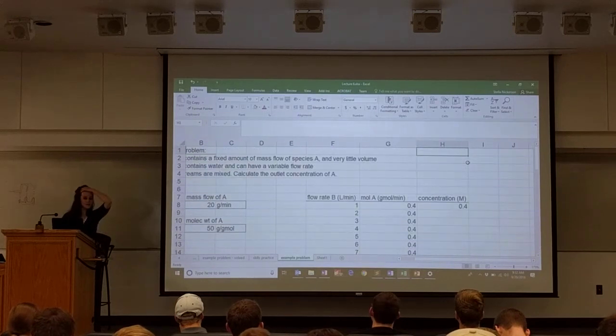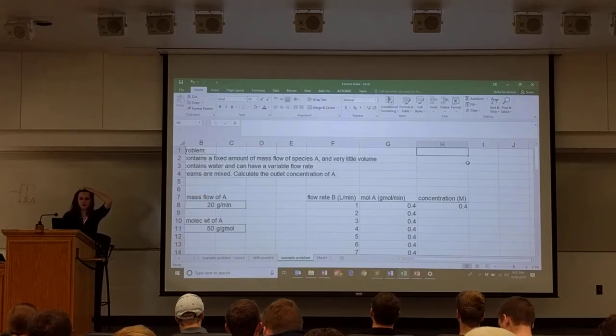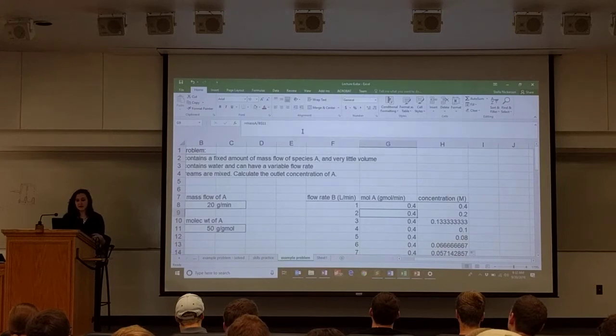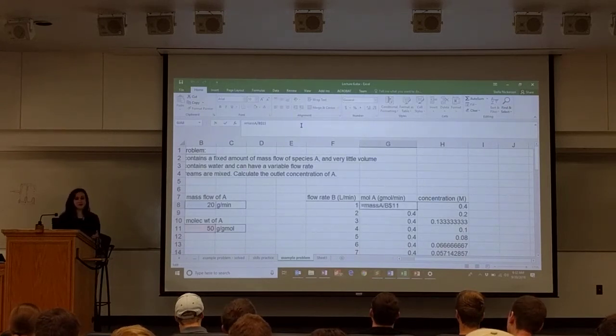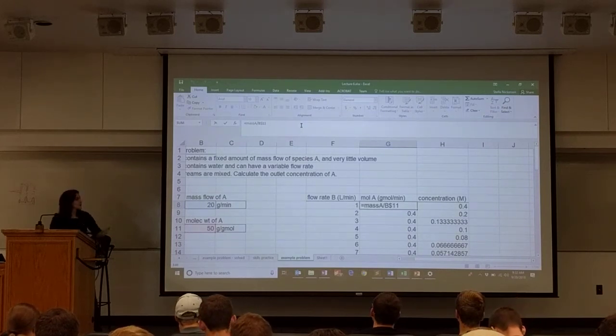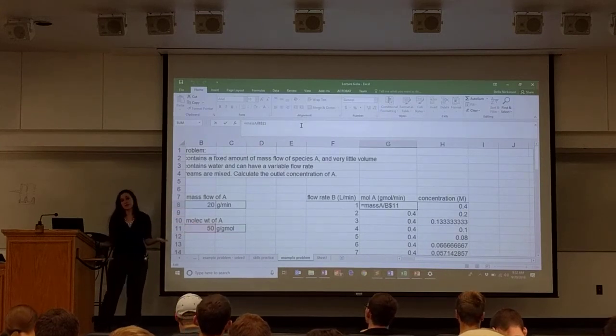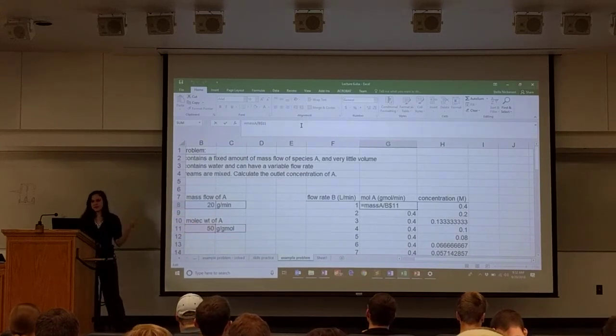Anyway, what, Olivia, yes? Why did it work on concentration but not on the other one? You know, when you drag it down for moles of A. Oh yeah, it does work on this. It's just that in this case, remember I made both of these specific cell references, not relative cell references. They're referencing the mass flow rate of A and the molecular weight of A, and those are the same for every flow rate of B.